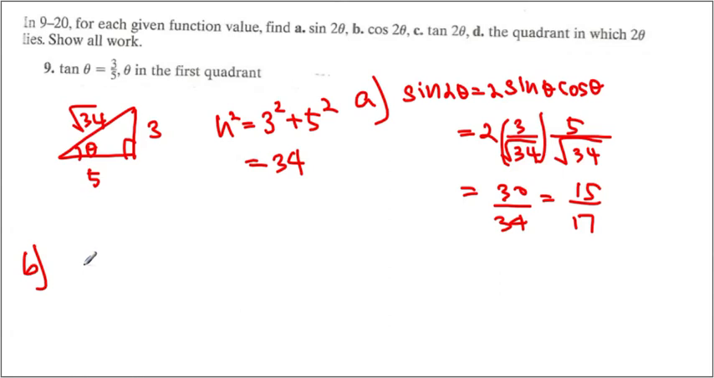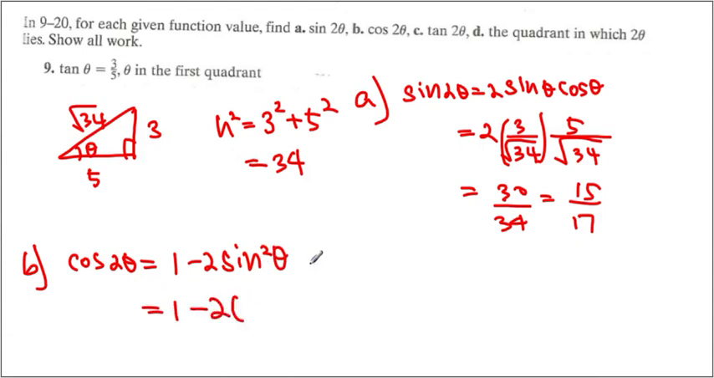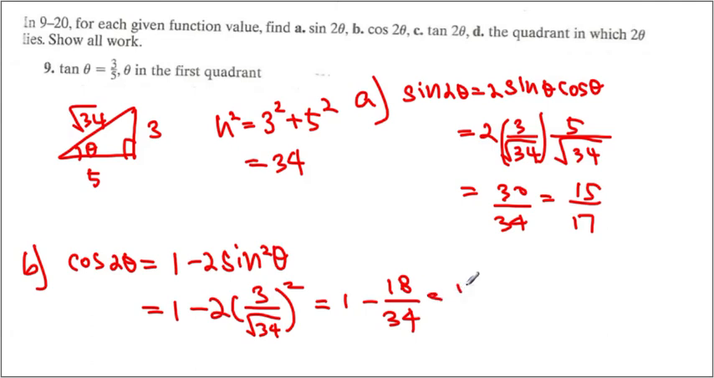B would be cosine of 2 theta. Cosine of 2 theta is equal to 1 minus 2 sine squared theta. Then 1 minus 2 times sine theta, which is 3 over square root of 34, squared. Then what we end up getting is this. This becomes 9 over 34. 9 times 2 becomes 18. So we end up getting 1 minus 18 over 34. Now this becomes 16 over 34, which is equal to 8 over 17. That's what we end up getting.